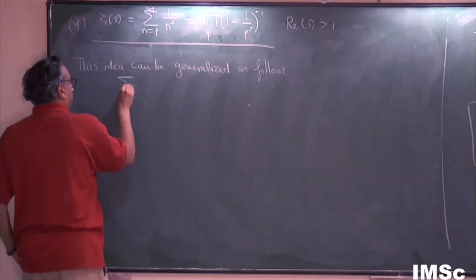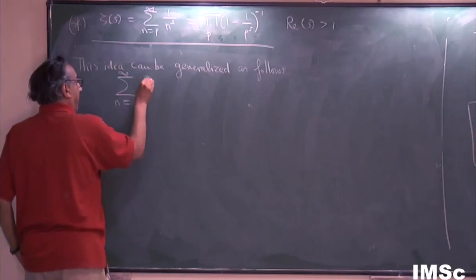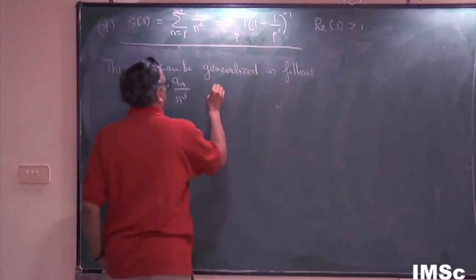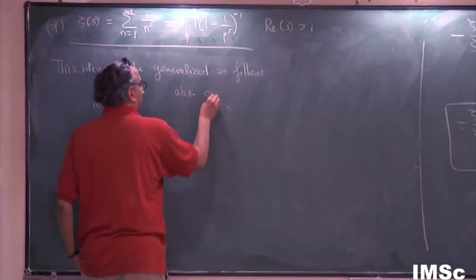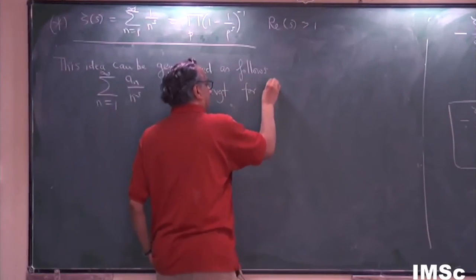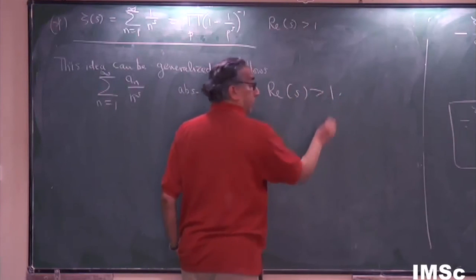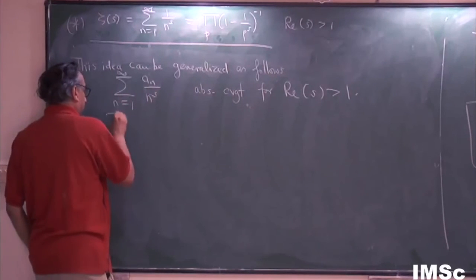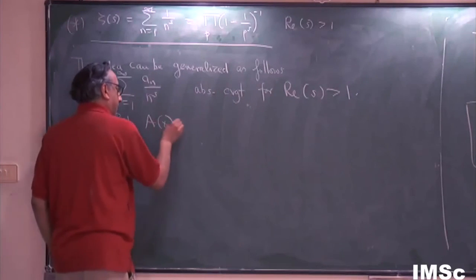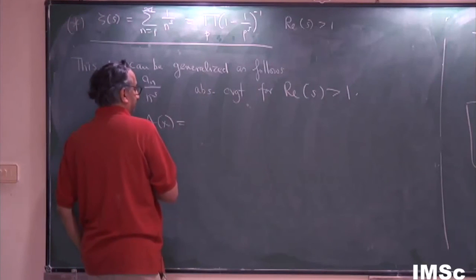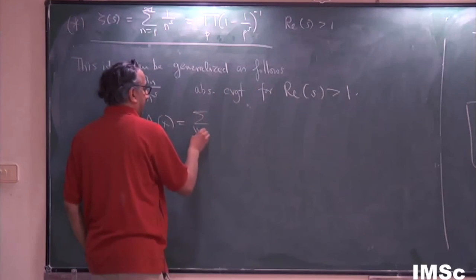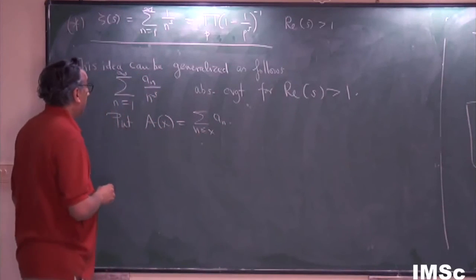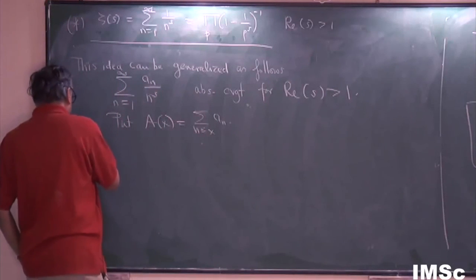So I have a series, n going from 1 to infinity, a of n over n to the s. Suppose that it's absolutely convergent for real part of s bigger than 1. Okay. Then put A of x equal to the summation over n less than x of a of n. Then we can apply Abel again.